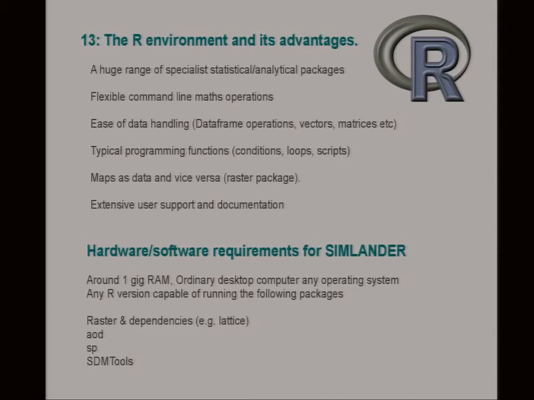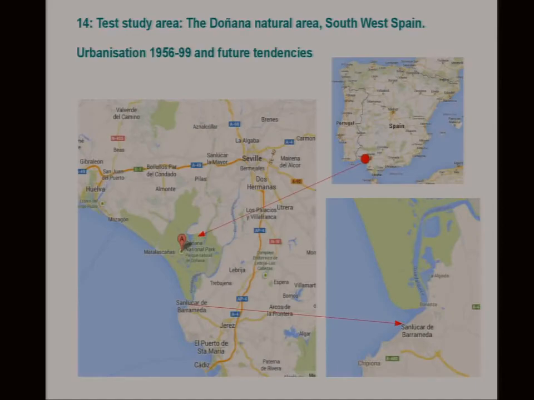For this model I'm going to talk about, you don't need a very powerful computer. About a gig is probably enough of RAM, and any operating system that runs R, as far as I know, most of them do. You need the raster package, AOD, SP, and SDM tools, just for the spatial analysis. So you don't need a great deal of additional stuff.